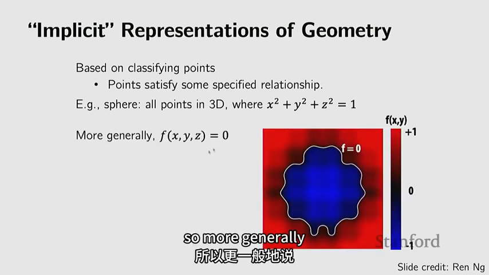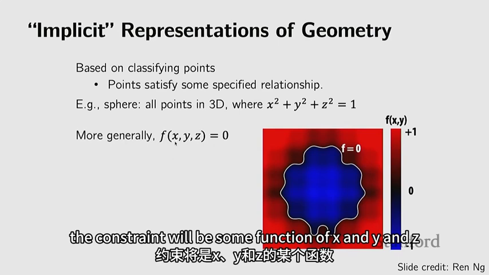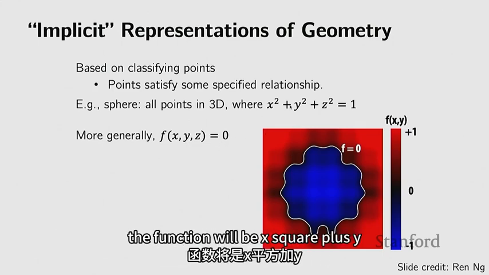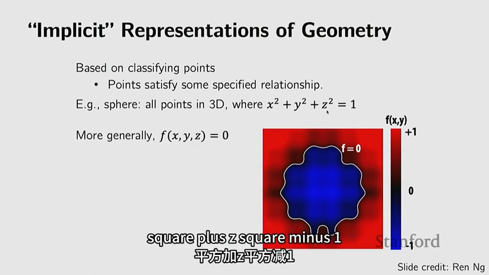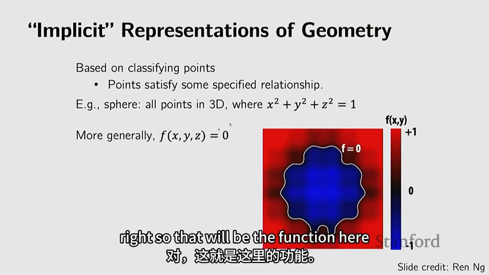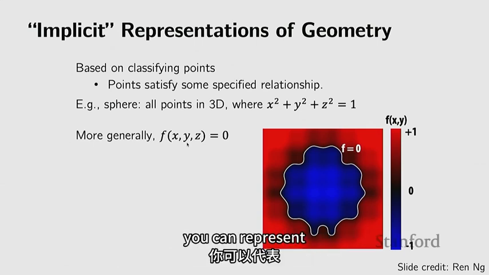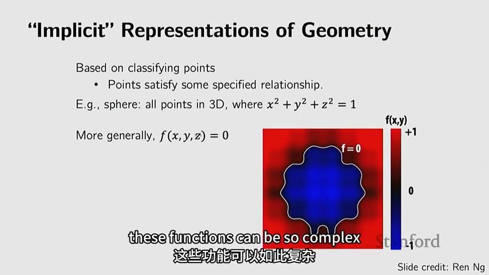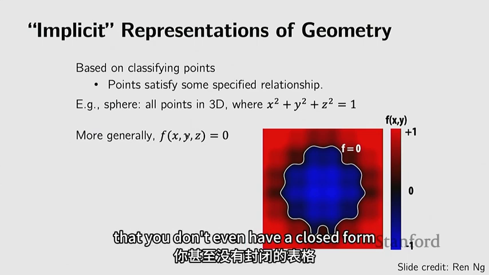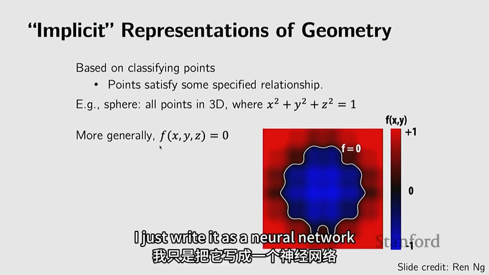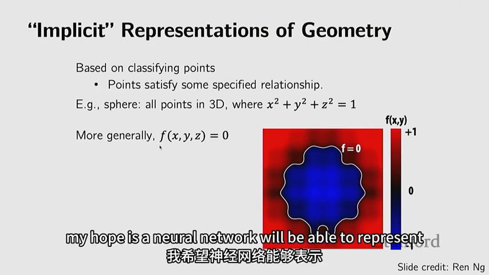All right. So more generally, you can write the constraint as some function of x, y, and z equals 0. In this case, the function will be x squared plus y squared plus z squared minus 1, right? So that would be the function here. But even for complex shapes, you can represent them this way, and sometimes these functions can be so complex that you don't even have a closed form. So how can I represent an f? I don't know. I just write it as a neural network. My hope is a neural network will be able to represent it.